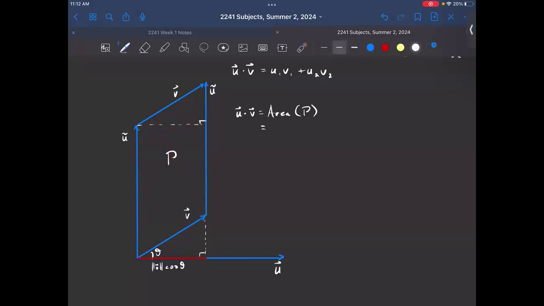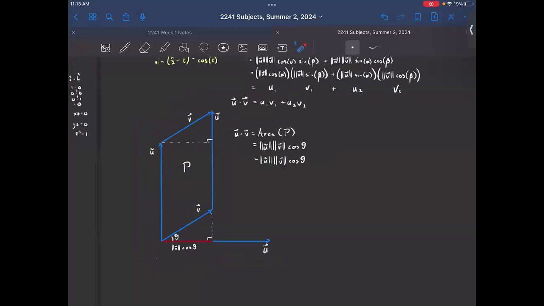So we've got area of P is norm of u tilde times norm of v cosine theta. And that's just, again, length times width. And I got u tilde just by rotating u. So I have that this is exactly the norm of u times the norm of v times the cosine of theta. Okay. And so that's exactly how we can interpret the dot product as an area in space, which I think makes it a little bit easier to understand and conceptualize.